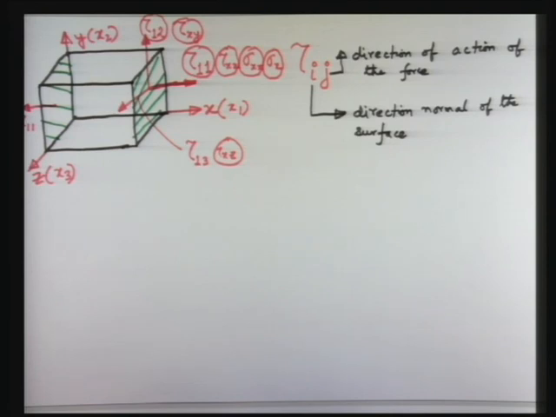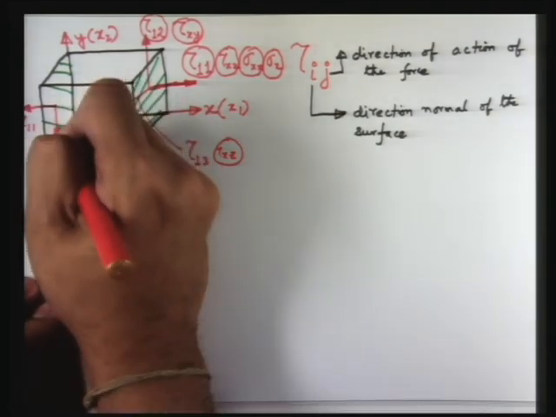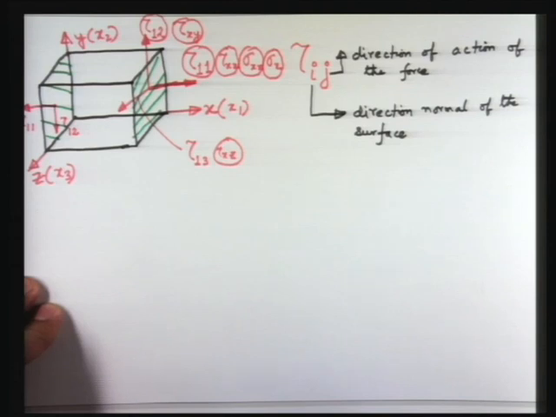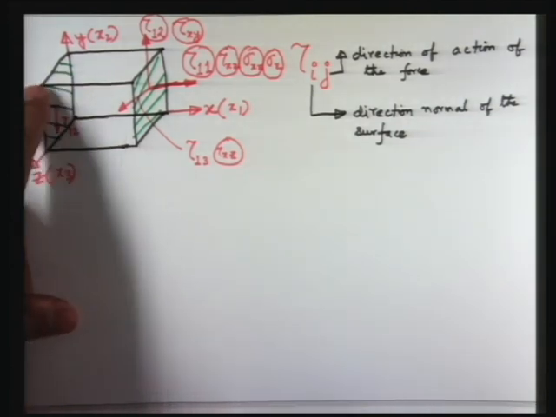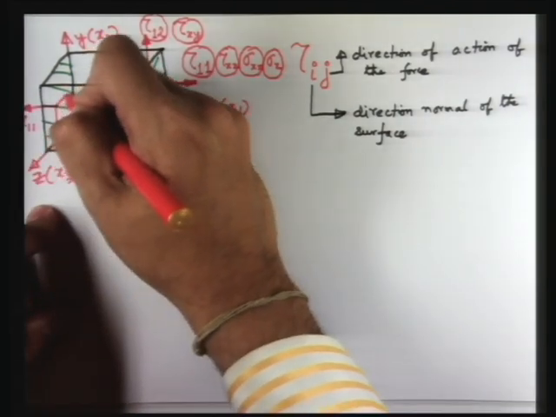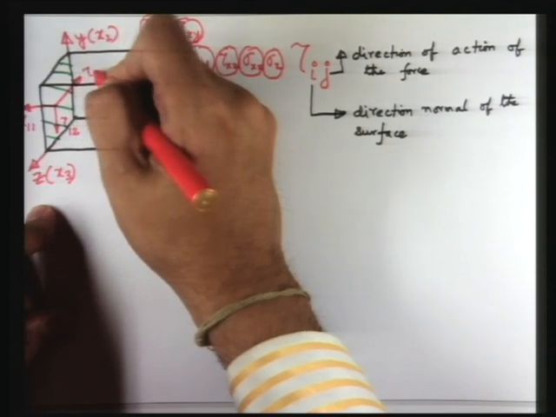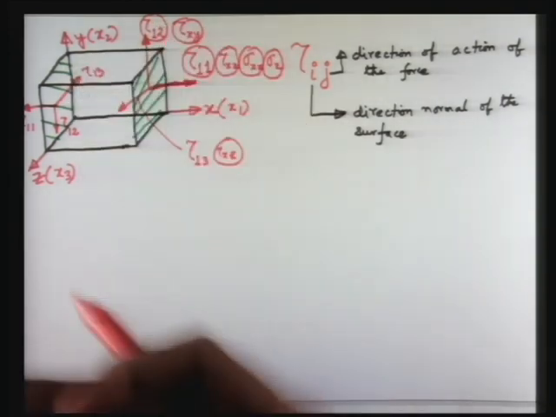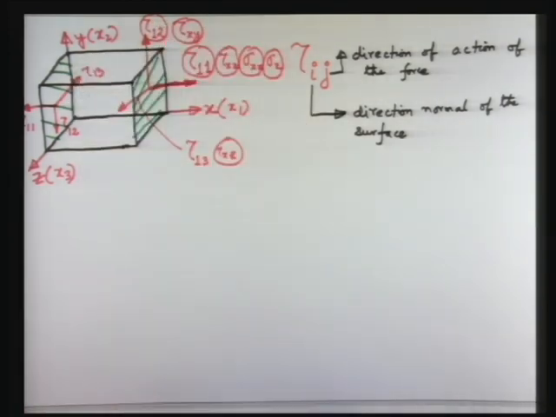Similarly, positive tau 12 will be along the negative y axis, because the normal of the surface is along the negative x axis. And similarly, positive tau 13 will be along the negative z axis, because the normal of the surface is along the negative x axis. So this is the sign convention that we commonly follow. Other surfaces, I believe you will be able to handle very easily based on this discussion.